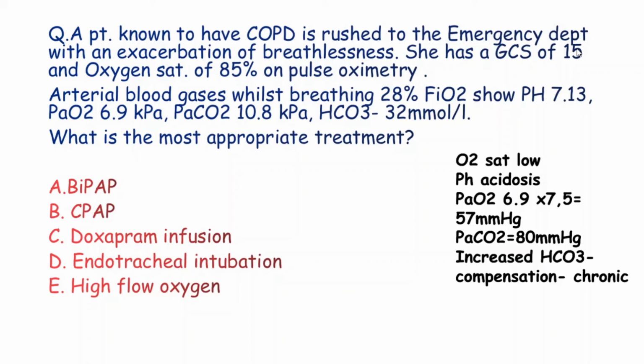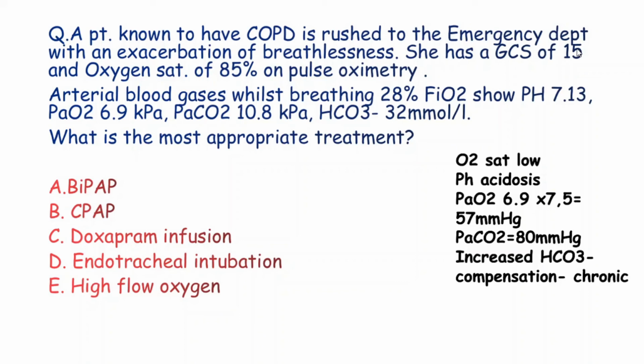The partial pressure of oxygen, 6.9, when you convert kilopascal into millimeters of mercury, is around 57. We have to multiply it by a factor of 7.5. Or you can learn the values in kilopascal depending on what is used in your clinical system. Partial pressure of carbon dioxide is at 80 millimeters of mercury, and bicarbonate is increased above normal value to 32 millimoles. So we can easily say that there is a respiratory acidosis in the patient with metabolic compensation, as bicarbonate is increasing. It shows that it has been a chronic condition because metabolic compensation takes time.